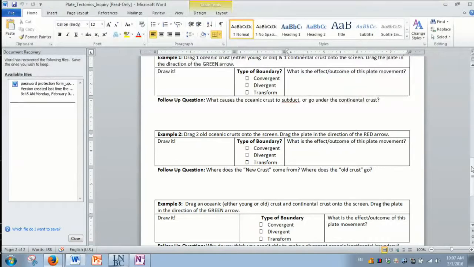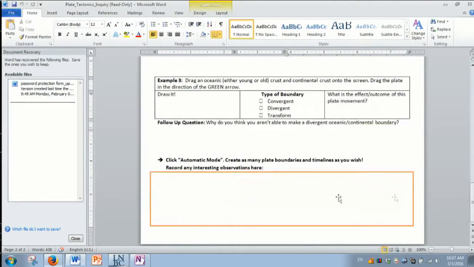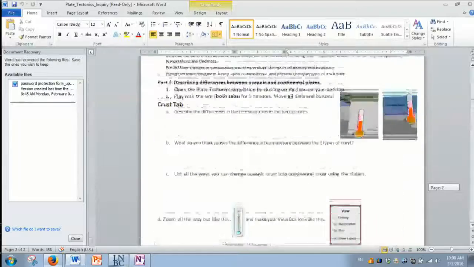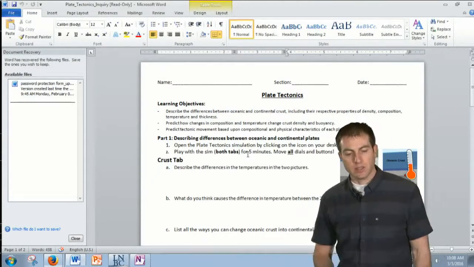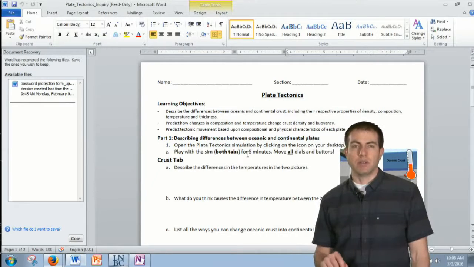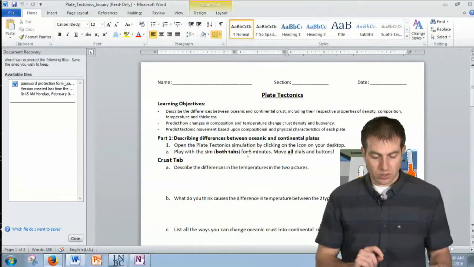Do the plates go under? Do they run into each other? One goes up, one goes down. And there you go. Just write something interesting that you found there. It's not terribly long or difficult. It shouldn't really take you that long, but that's the assignment, or the first part of the assignment for the Earth Science unit, Unit 10.